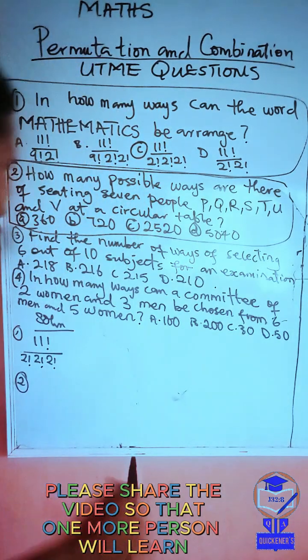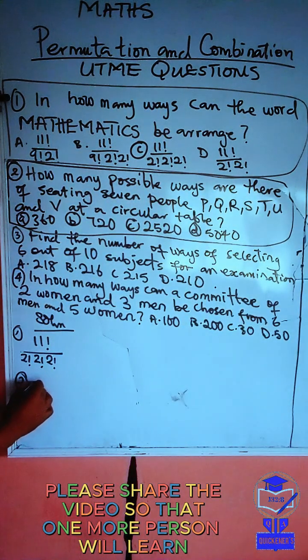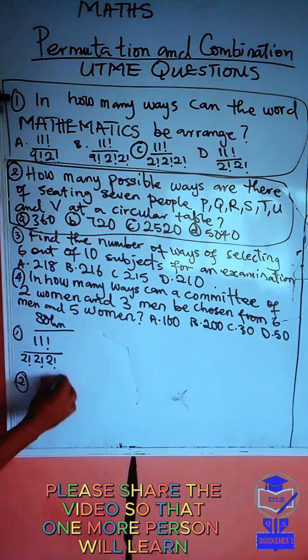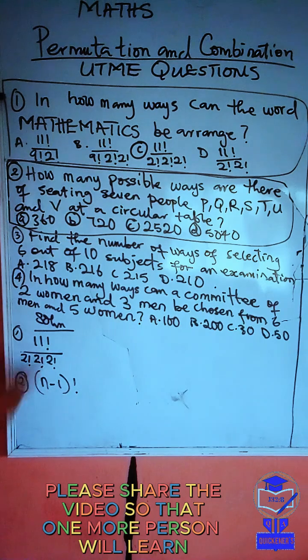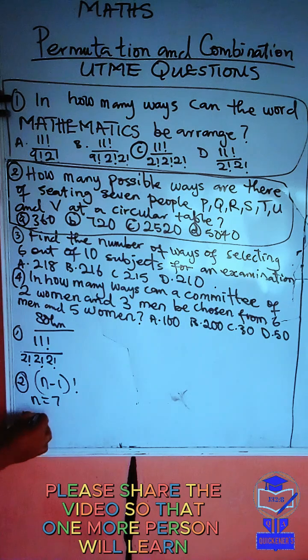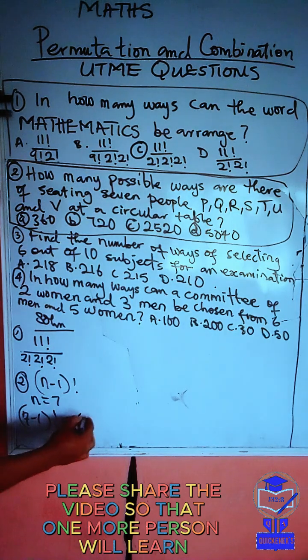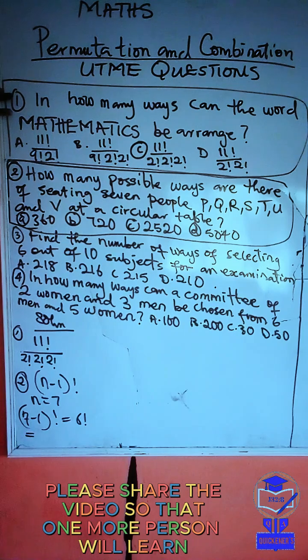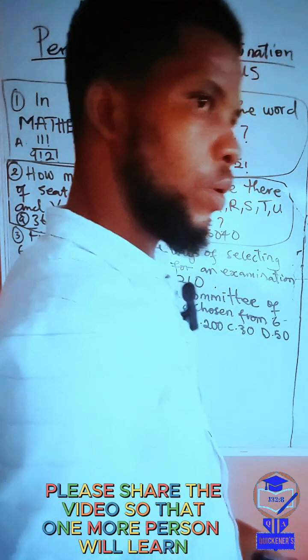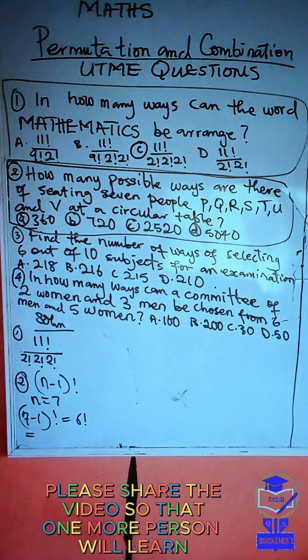For a circular arrangement, you have a formula: n minus 1 factorial. So for this question, how many people do we have? 7. So n is 7. So 7 minus 1 is the expression. That is 6 factorial. And 6 factorial is what?